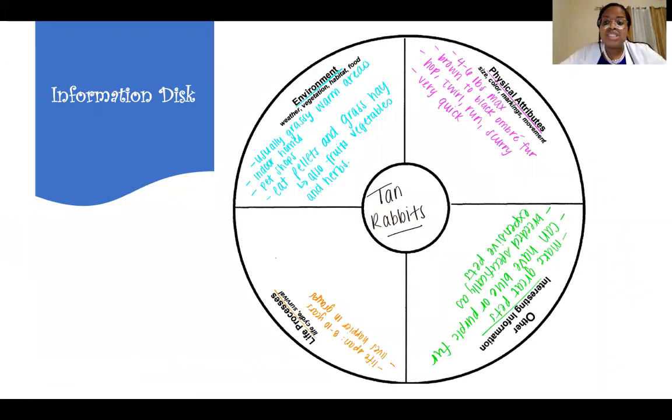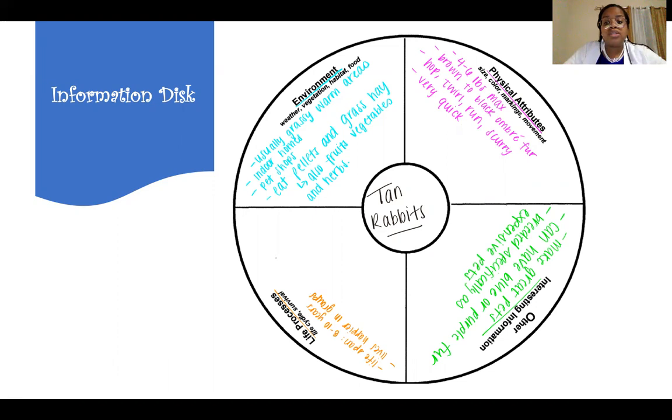And then my information desk, I have all four of the things. So for the environment, they usually live in grassy warm areas or indoor homes or pet shops. They eat pellets and grass hay if they're living in a pet shop or homes. And then some people change their diet when they bring them home and figure out what their specific animal likes. So they do fruits, vegetables, and herbs.